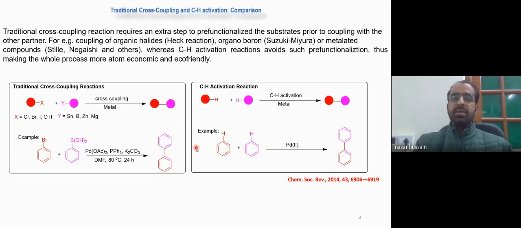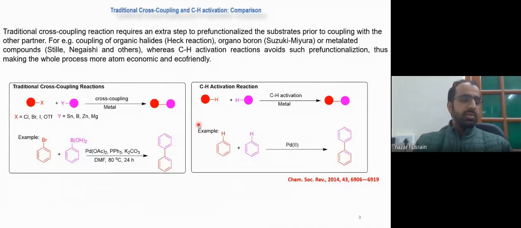If we compare traditional cross-coupling reactions with CH activation, traditionally cross-coupling requires an extra step to pre-functionalize the substrate before coupling with the other partner. Named reactions like the Heck, Suzuki, Stille and Hiyama reactions use substrates that are previously activated. In traditional cross-coupling, the X could be chlorine, bromine, iodine, or triflate. This moiety couples with another partner, which is also pre-activated. The Y can be tin, boron, zinc, or magnesium.